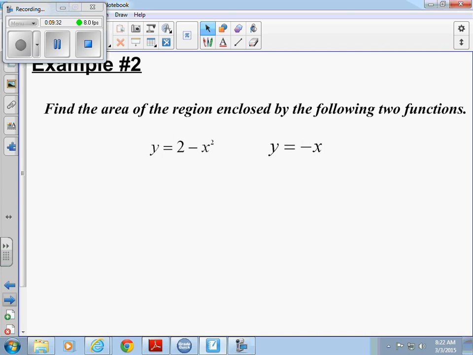Almost. Oh, it goes opposite. Almost. Whichever one's on top needs to go first. So top minus bottom. So you'll have to draw a picture to figure that out.